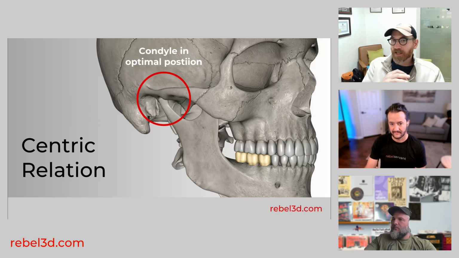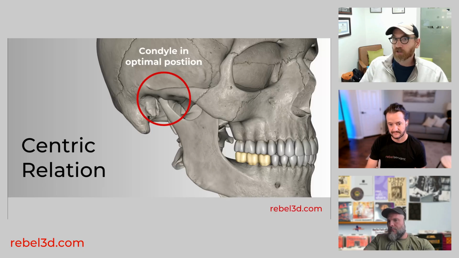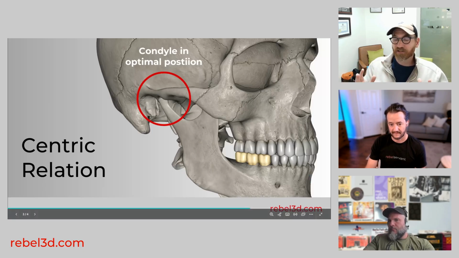Whether you want it to be CR or MI, sometimes just MIP works fine, but you need to establish a treatment position for your patient. Anytime you're doing a full mouth rehabilitation, whether tooth-borne or on implants, you definitely need to know where that jaw position is going to be, and that's clinically determined.